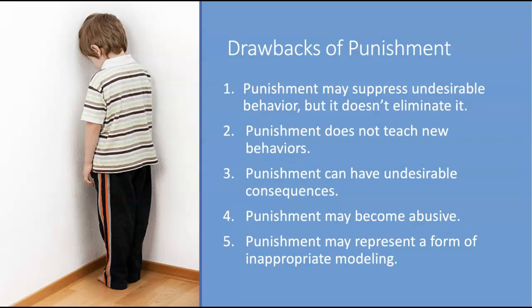If the parent is verbally or physically punishing them at home, the child assumes that it's okay to treat other people that way, and they're going to copy that behavior. So just be aware that whatever kind of punishment you use, your child may learn that it's okay to behave that way around others. Okay.